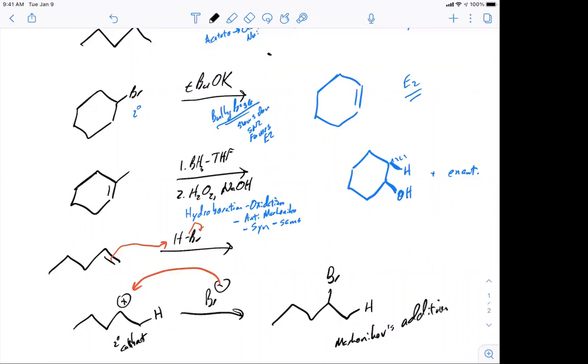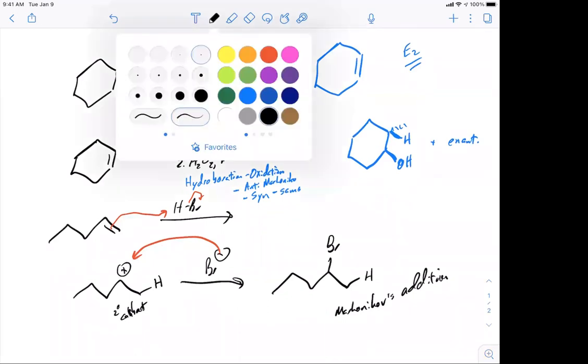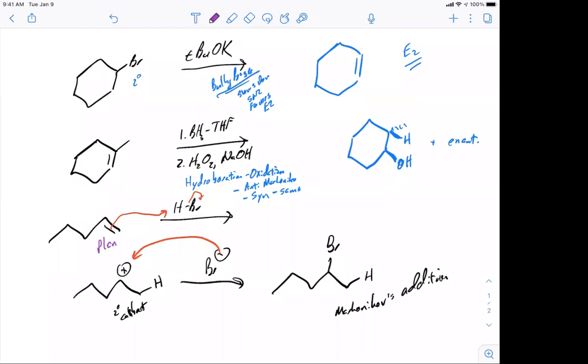Okay, so I get the Markovnikov addition to the bromide. Do I have any stereo control here? Well, no, because this one is planar, right? So therefore it could attack either the top or the bottom, and then the carbocation is planar.